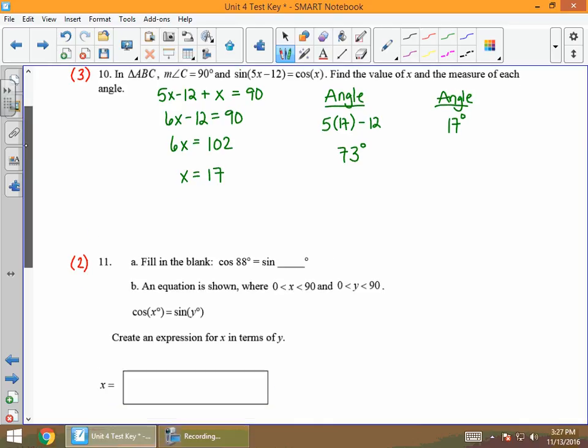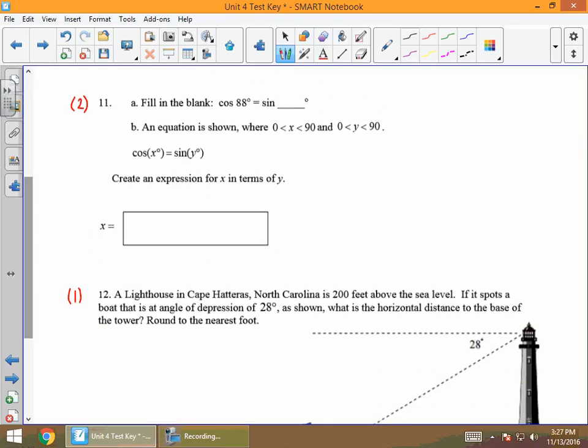And question number 11 says fill in the blank. The cosine of 88 degrees is equal to the sine of how many degrees? Again, these have to be complementary. They have to add up to 90. So 88 plus something has to equal 90. So that answer has to be 2. 88 plus 2 equals 90. So that's the first point.